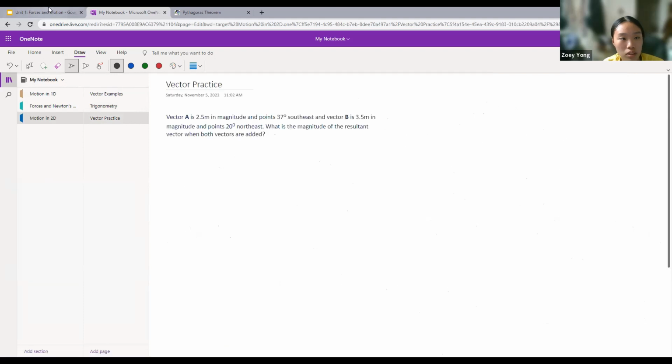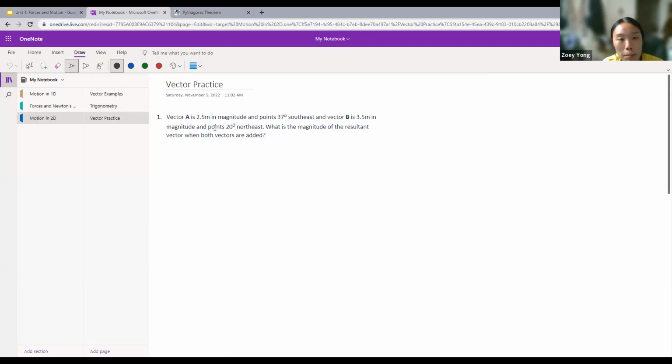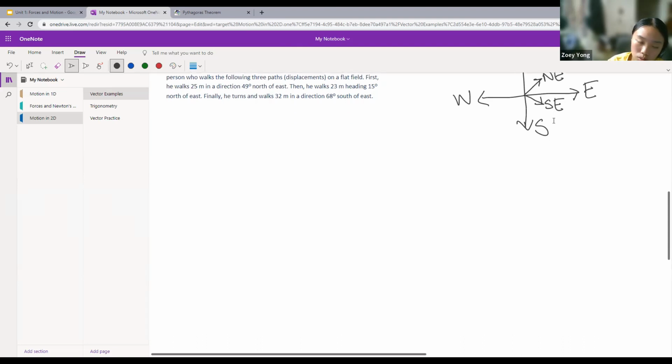Now we can go back to vectors and try this example. This is probably very confusing, but it's okay. First, a person walks 25 meters in a direction 49 degrees north of east. Then he walks 23 meters heading 15 degrees north of east. Finally, he turns and walks 32 meters in direction 68 degrees south of east. The first thing you might want to do is draw a compass, and after that, draw a big graph.